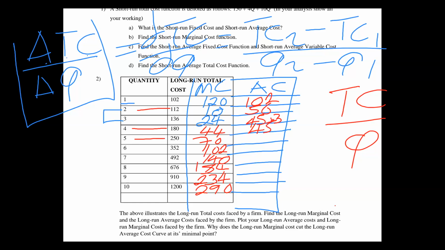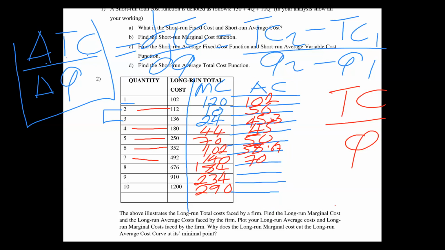Are you using the calculator? 50. Okay. 50, and 352 divided by 6? 58.67. And what about 492 divided by 7? 70.29, or 70.3.